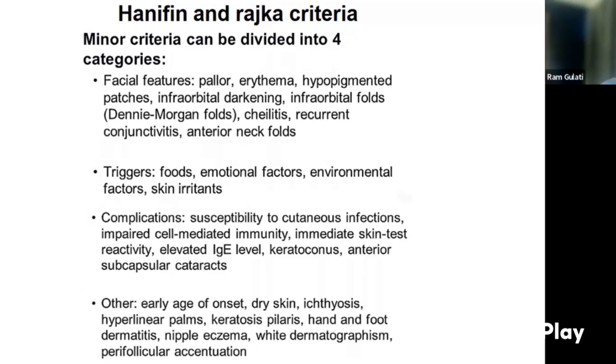Then the complications of atopic dermatitis: susceptibility to cutaneous infections, impaired cell-mediated immunity, skin test reactivity, elevated IgE levels, keratoconus and anterior subcapsular cataract. So they are all lumped as complications. And then others, for example, the early age of onset, dry skin, ichthyosis, which is present in almost 20 to 50% of these children, hyperlinearity of the palms, and keratosis pilaris, which is kind of a marker of filaggrin mutation, hand and foot dermatitis, nipple eczema, white dermographism, and perifollicular accentuation.